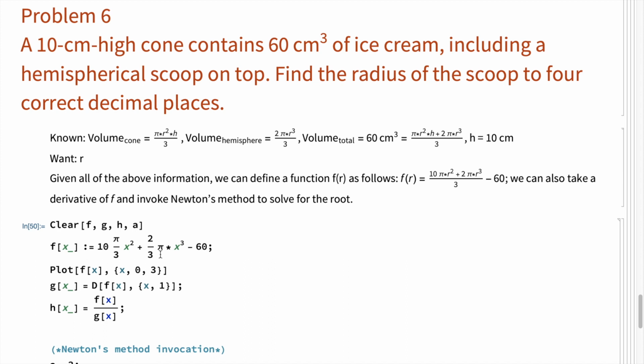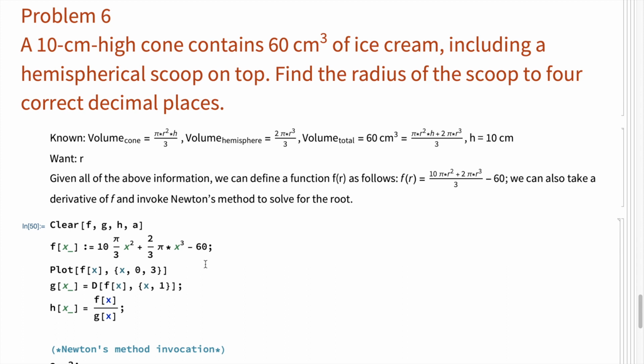Problem 6. A 10 centimeter high cone contains 60 cubic centimeters of ice cream, including a hemispherical scoop on top. Find the radius of the scoop to 4 correct decimal places. To begin, write out all of the known equations for this ice cream cone, in addition to writing out a variable for our height, which is 10 centimeters.